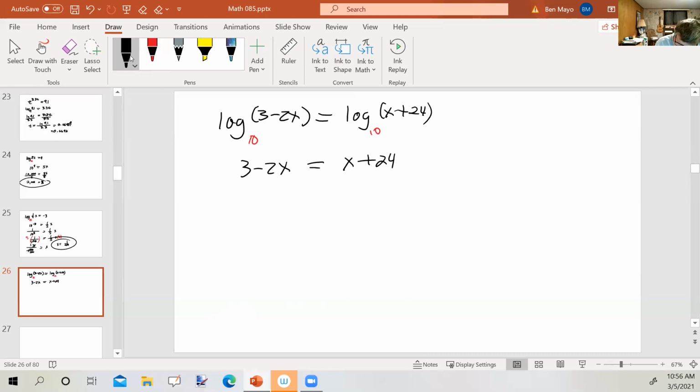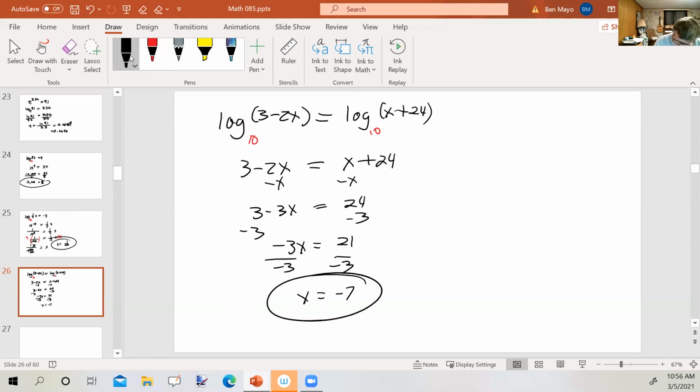So now, solving for x, let's see, I'm going to subtract x from both sides. I'm going to subtract 3 from both sides. I'm going to divide by -3, and x is -7. Okay. Well, let's see. 3 minus 2 times -7 is 3 plus 14 is 17. That's on the left side. -7 plus 24 is 17. So we've got log base 10 of 17 equals log base 10 of 17. So it's true.